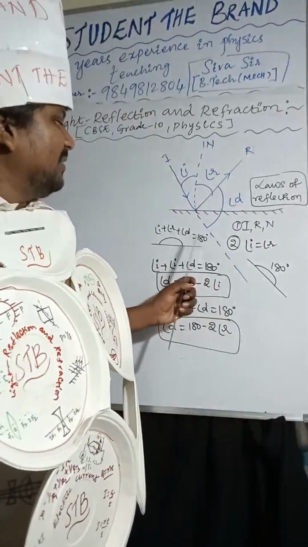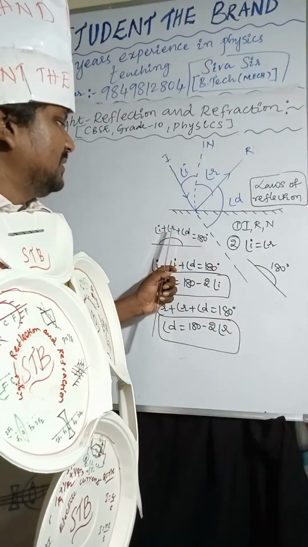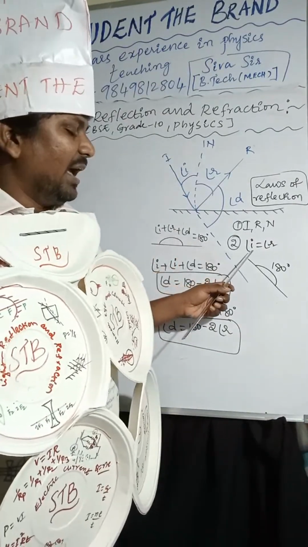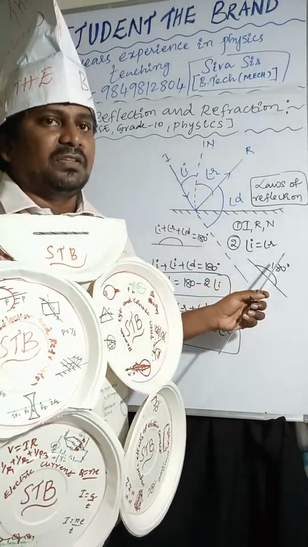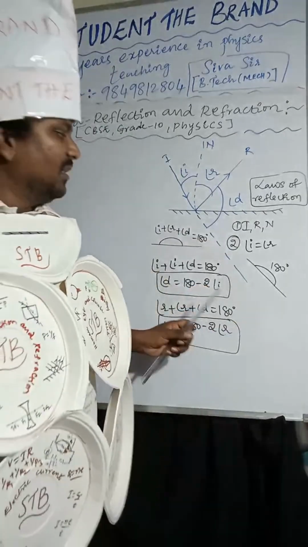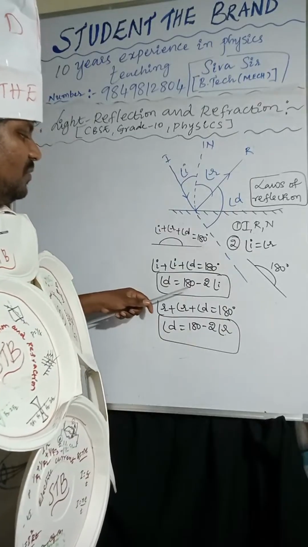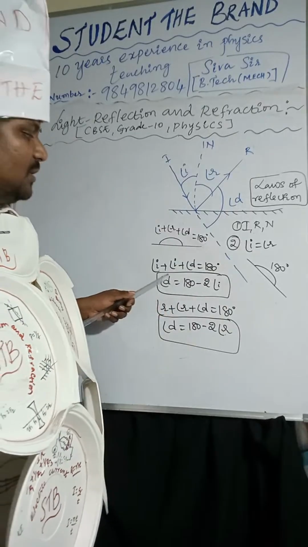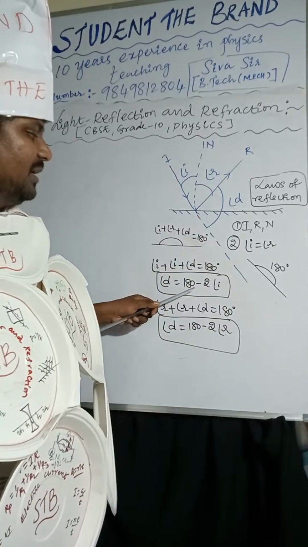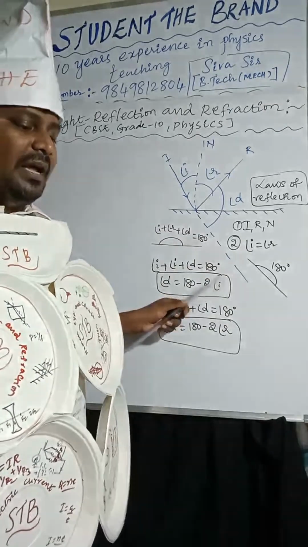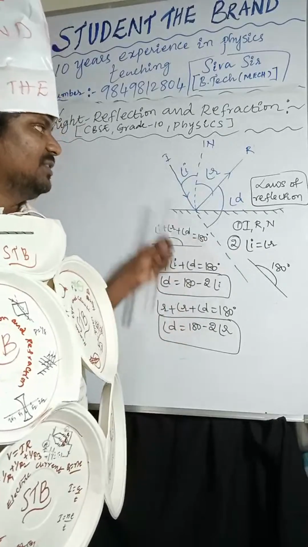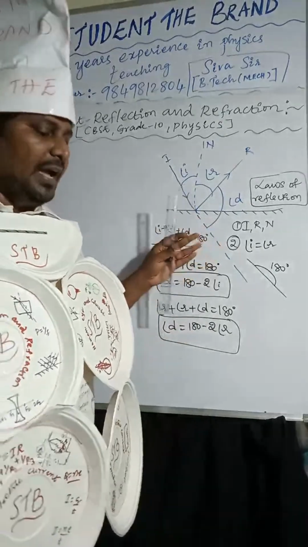So in the place of angle of reflection, I'm writing angle of incidence. Then the formula becomes angle of deviation equal to 180 minus 2 angle of incidence. So angle of deviation equal to 180 minus 2 angle of incidence. Like that we can write. So this is about angle of deviation.